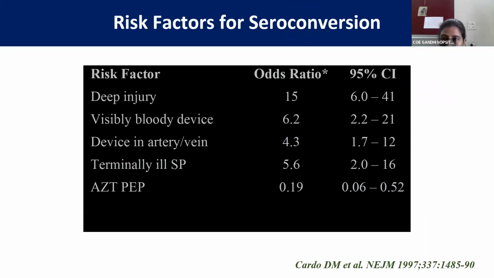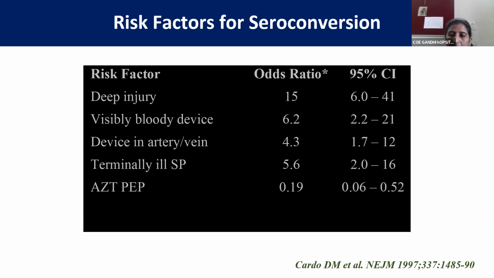Depending on the depth of injury, the odds ratio increases. The deeper the injury, the higher the transmission rate. And if there is visible blood on a device, the risk is also higher.